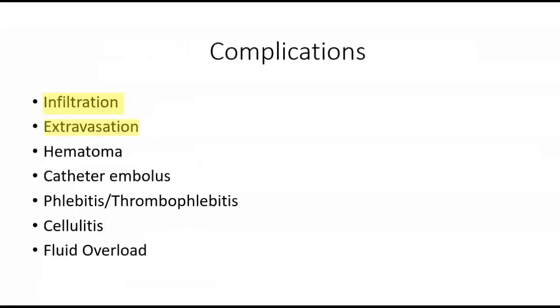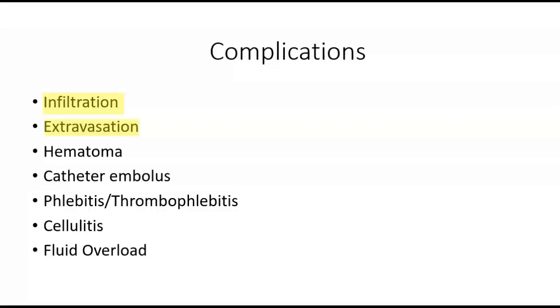In regards to complications, two big terms you need to be familiar with are infiltration and extravasation. Infiltration is when a non-vesicant or non-irritating solution leaks outside of the vein. Findings associated with infiltration include pallor, local swelling at the site, coolness or decreased skin temperature around the site, a damp dressing, and slow infusion.